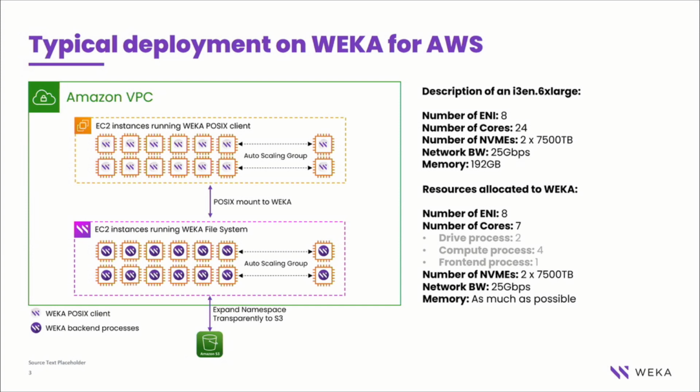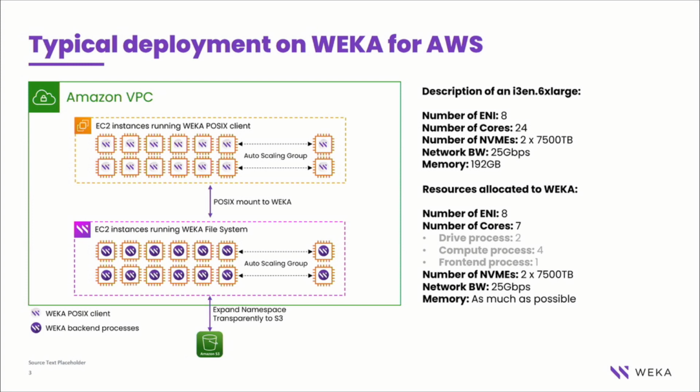24 cores, 2 7.5 terabyte NVMEs. That's very important for us. We are storage, we need those. And memory and things. What are the resources that we are taking? We are trying to take as many resources from these instances as we can. We are in dedicated mode. We want to be greedy. Our limiting factor here is the number of ENIs. We pin one NIC to one internal process of WEKA. That's part of the optimizations on how we increase performance, okay?